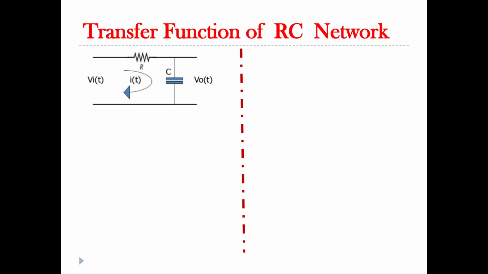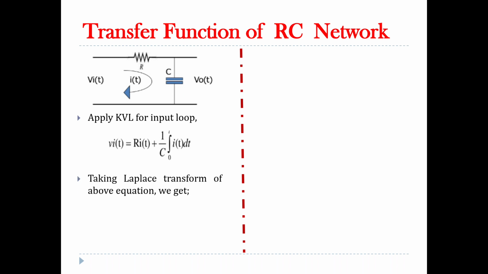Consider the pictorial diagram of the RC network. Here, applying KVL, that is Kirchhoff's voltage law, from the input side for the input loop, we get vi(t) = R i(t) + 1/C ∫ from 0 to t i(t) dt. Now taking the Laplace transform of the above equation, we get Vi(s) = R I(s) + 1/sC I(s).